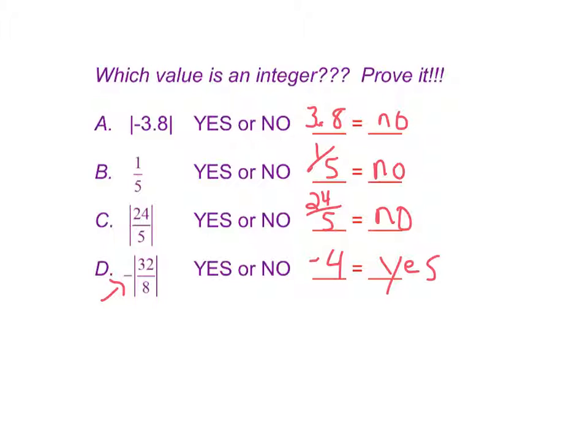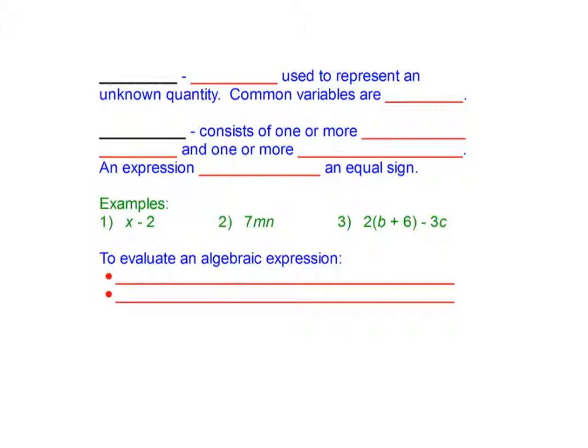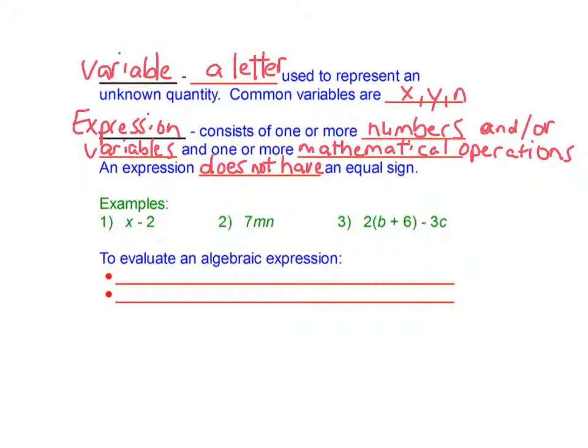So you need to be able to know the difference between what is an integer, what is a rational number. All right, we've talked about integers, opposites, and absolute values, and now we're going to evaluate expressions. So the first sentence says a variable. A variable is a letter used to represent an unknown quantity. Common variables are x, y, and n.